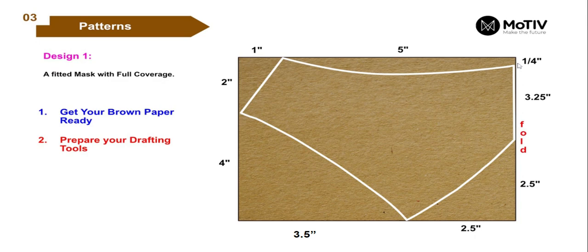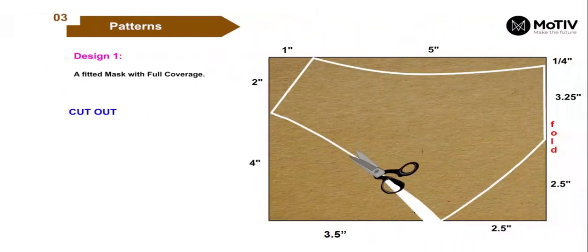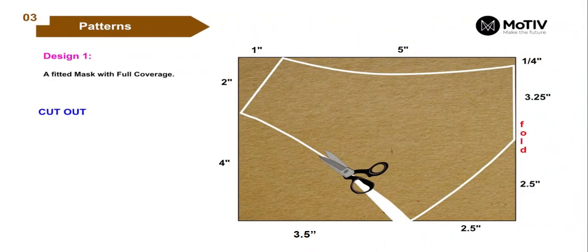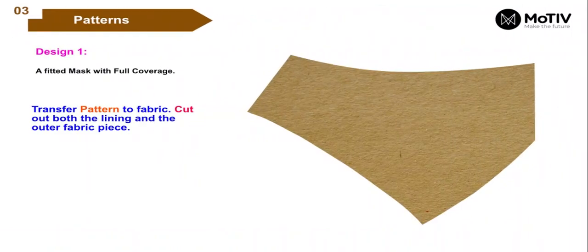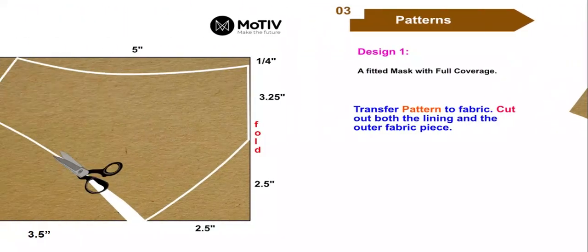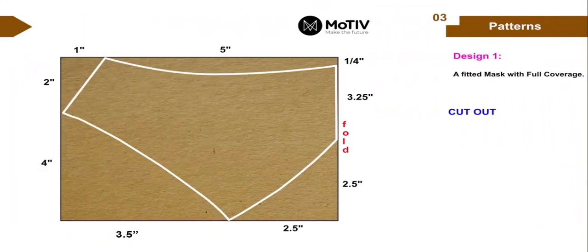If you're using a freehand, you have to make sure that you perfect it very well. But otherwise, this is how the pattern should look. You should be able to cut it out along those edges, and it will come out like that. You see.